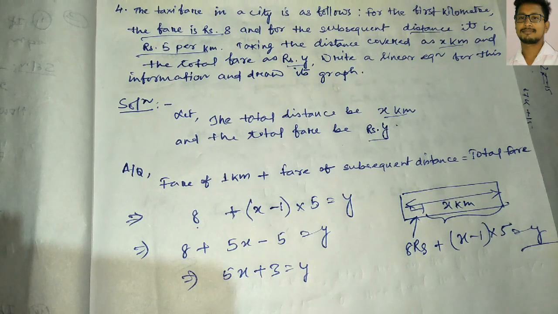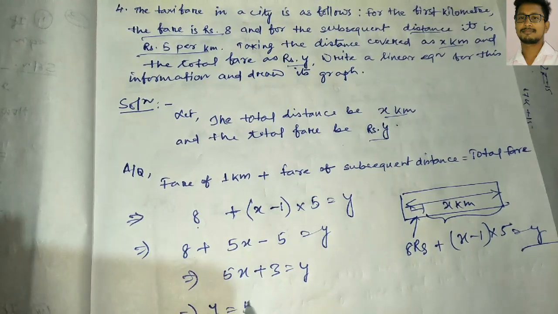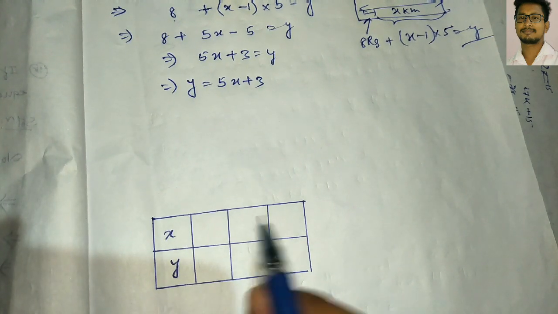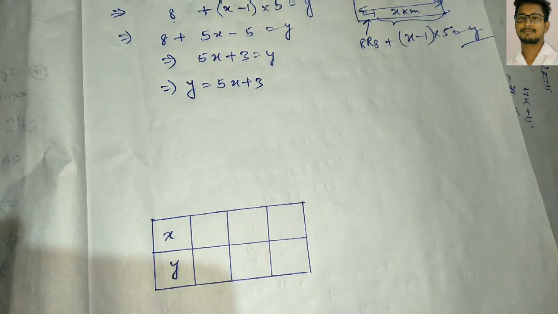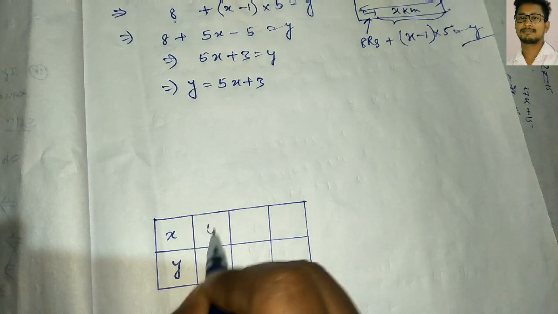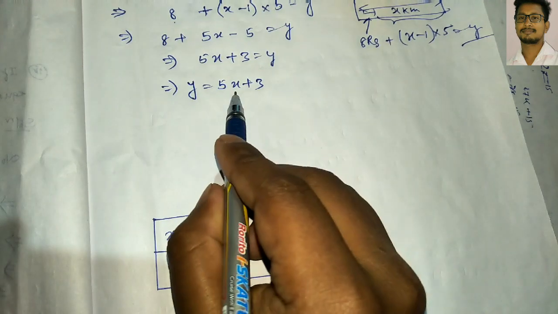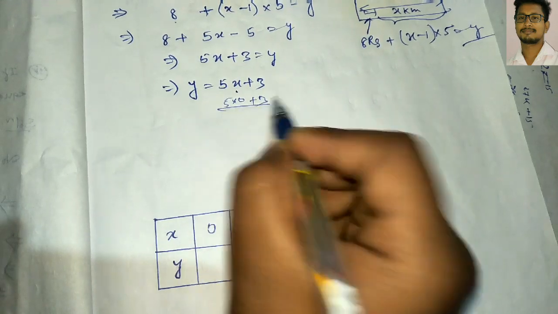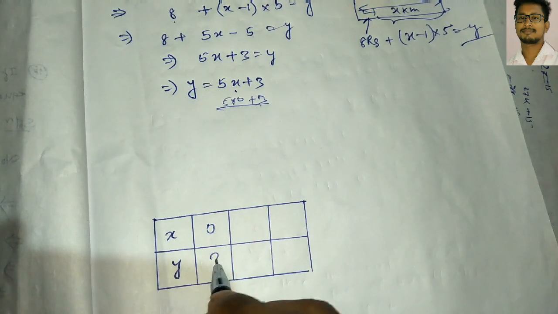Already we got the equation from here, right? Already we have expressed y in terms of x. You can write like this also, y equals 5x plus 3. So from here you can see this table, you just have to find the values for those points, because we have to plot to get the graph. So when x is 0, 5 into 0 is 0, that means what remains here is 3.